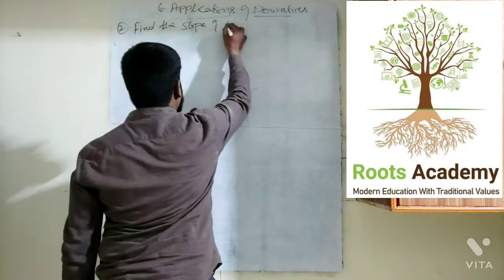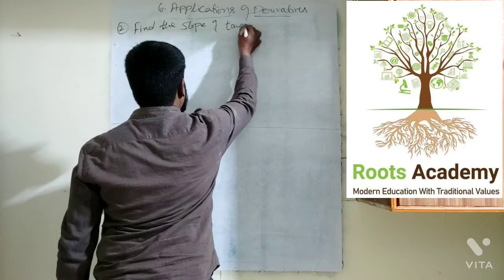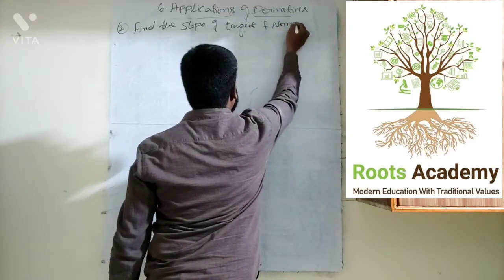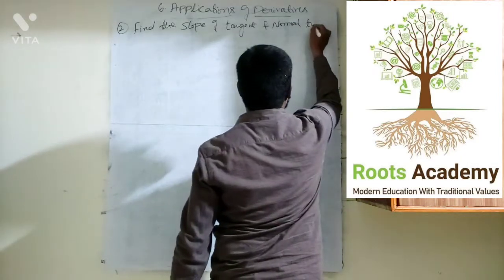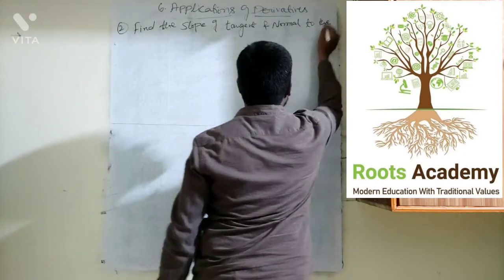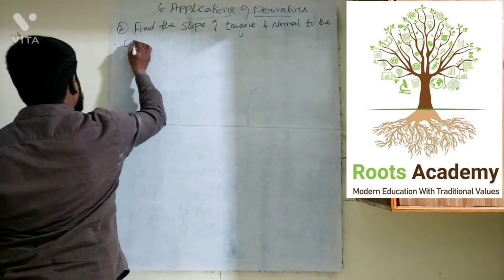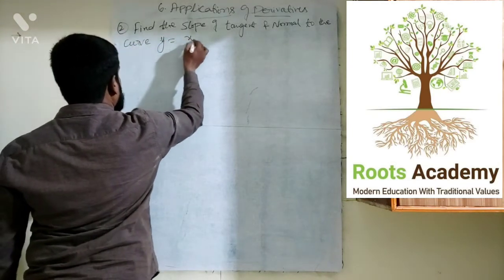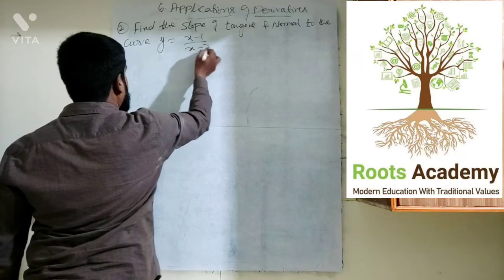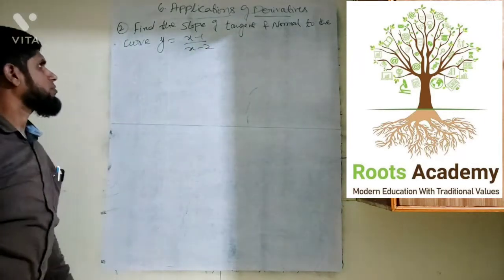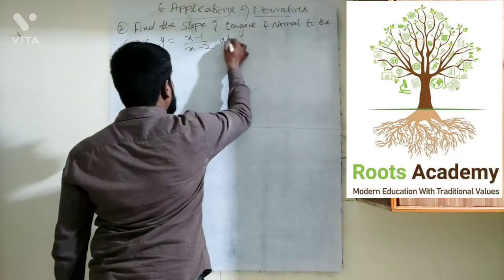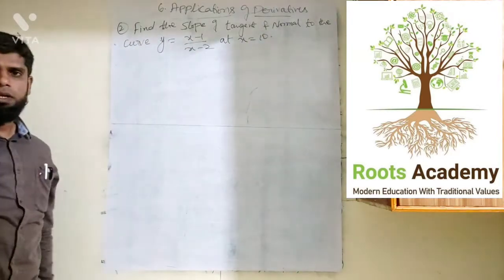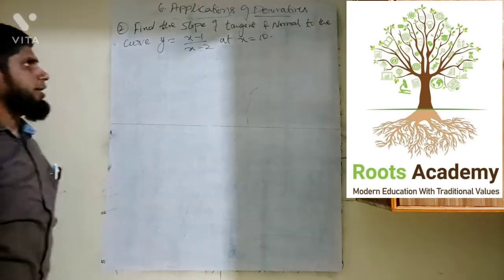Find the slope of tangent and normal to the curve y is equal to x minus 1 divided by x minus 2 at x is equal to 10.